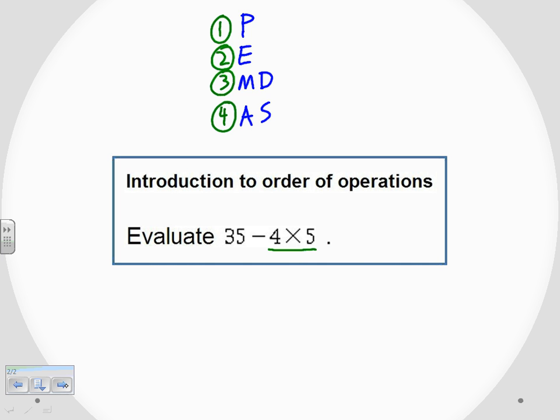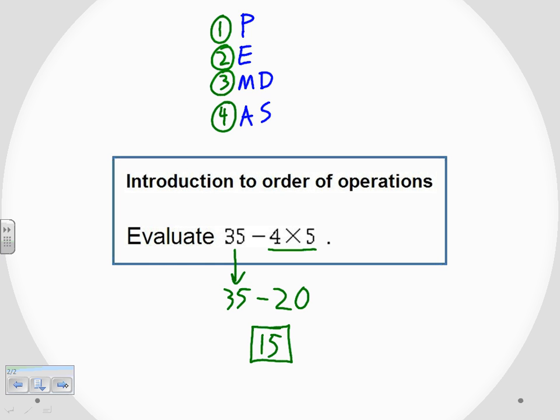So multiplication and division gets done first. I'm just going to bring down everything else, 35 minus, now 4 times 5, that's where I want to start. And I can go ahead and do that. That's 20. So I've done the multiplication part. And now that I only have one operation left, the subtraction, there's only one thing for me to do, and that's the 35 minus the 20, which gives me 15.